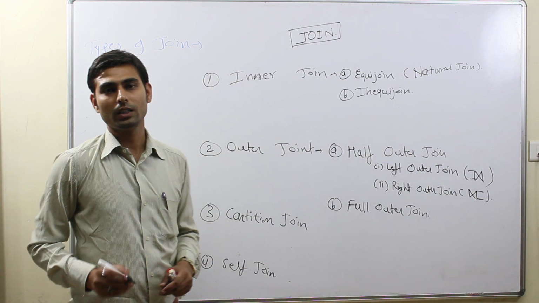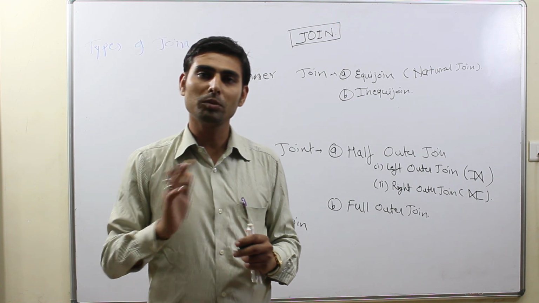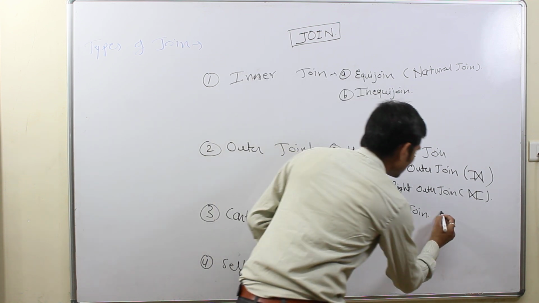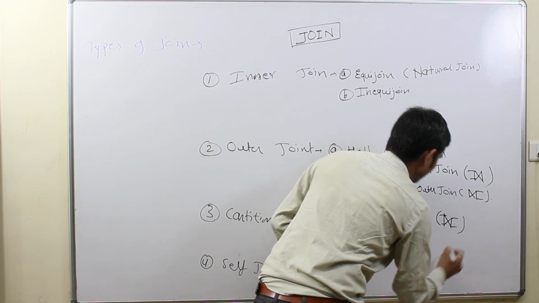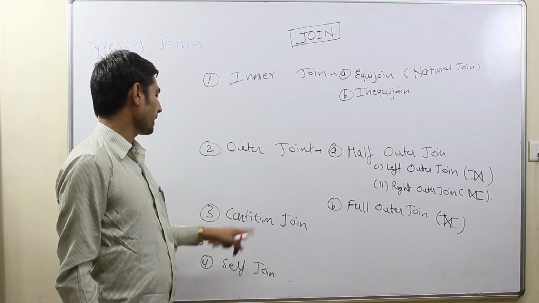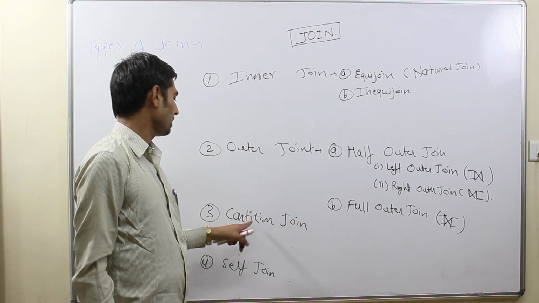And full outer join will give matched data from two tables and unmatched data from both the tables. That is called full outer join, and the symbol is. Full outer join is also called a Cartesian join. So we can call a full outer join a Cartesian join.